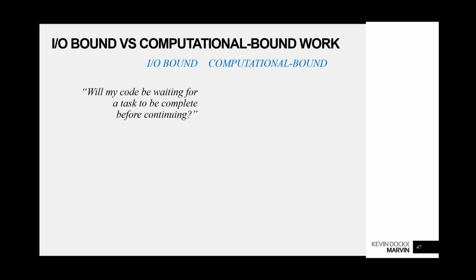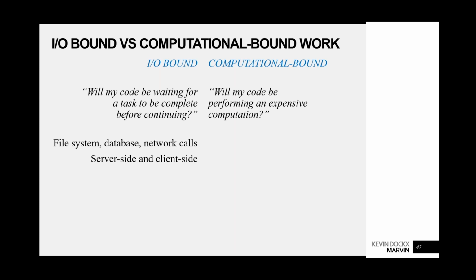IO bound work is something that you can define by asking yourself the question, will my code be waiting for a task to be complete before continuing? We've already encountered this. It's file system access, database access, network calls, stuff like that. That is input-output bound. This is a very good candidate for using async code, both at the side of the server and at the side of the client. And then we have computational bound work, and that's a bit different.